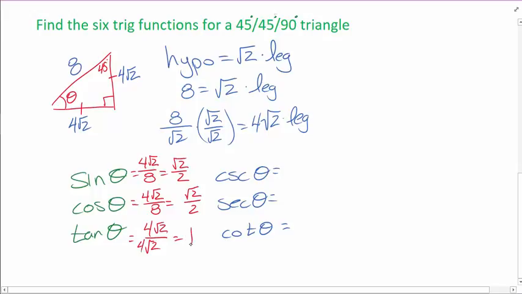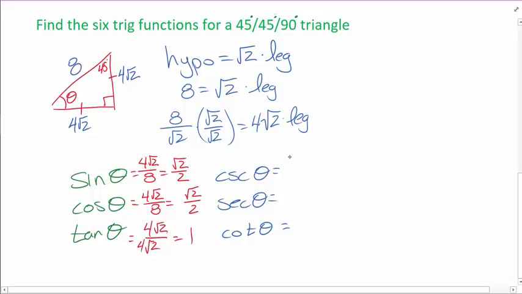What you should find is no matter what you put in there for your hypotenuse, you should get the exact same ratios here, which goes back to my point that the scale doesn't matter. It doesn't matter the magnitude of your triangle, but rather the shape of your triangle.